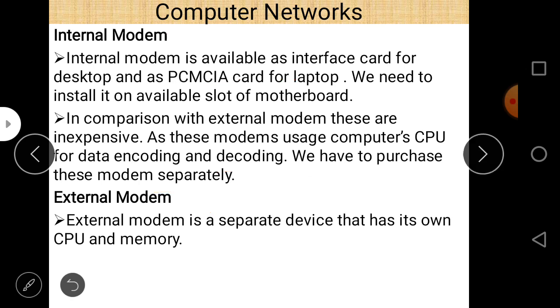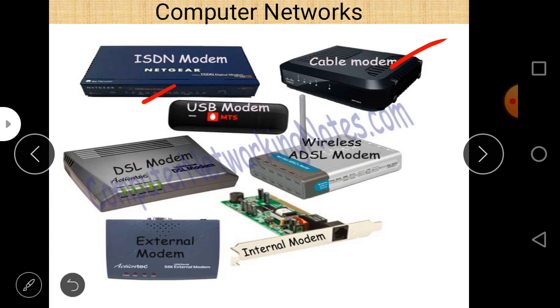These are the different types of modems. This is a USB modem, mostly common. Wireless modem, DSL modem. External modem is this. This is the internal modem, and it is connected to our motherboard, and this is the cable modem, connected by a cable. So these are the different types of modems.